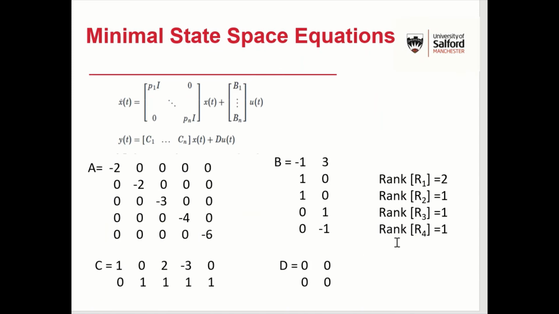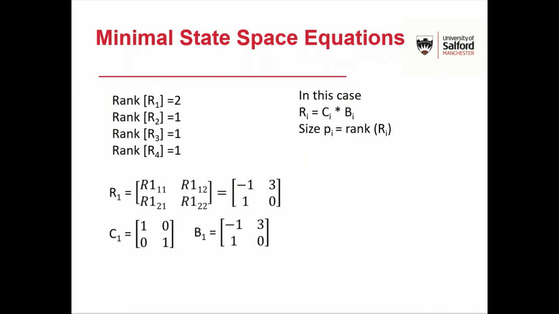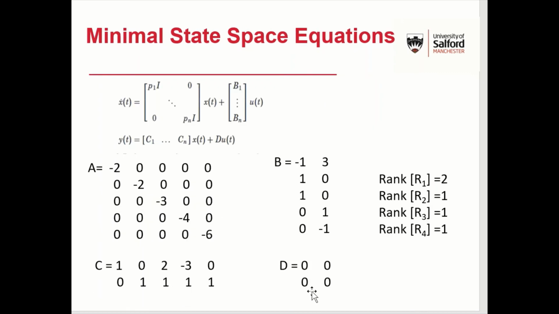So now what I can do is form the larger state space. This first part, this 0, 1, is the C1, and that part there is the B1. This part here is the C2, and that part there is the B2. This part here is the C3, and this is the B3, and this is the C4, and that is the B4. So they've come from here. There's our C1 and B1, our C2 and B2, our C3 and B3, our C4 and B4, and they've gone into these slots here now. And bingo, we've got our minimal state space realization.